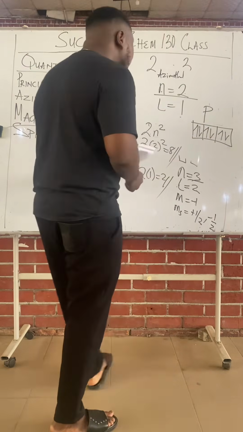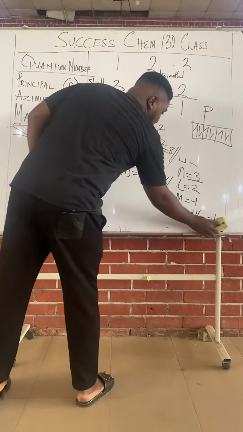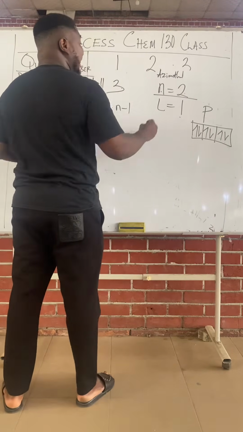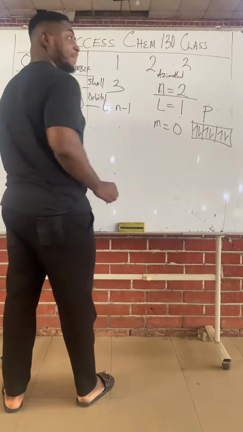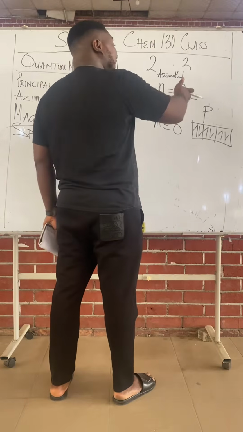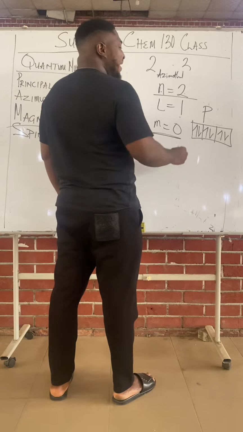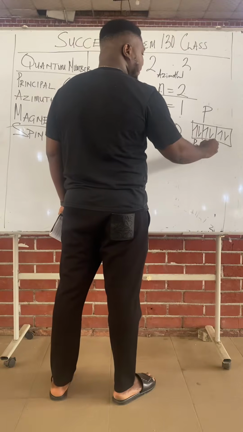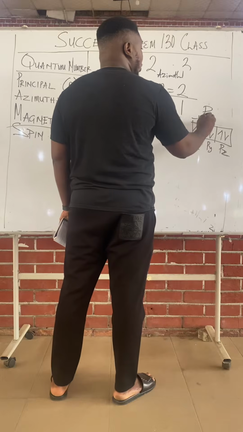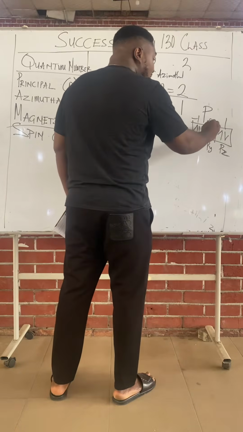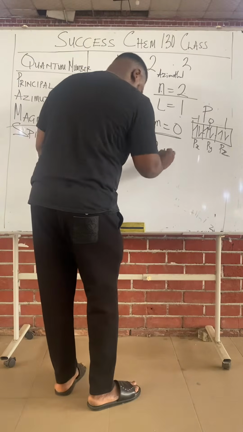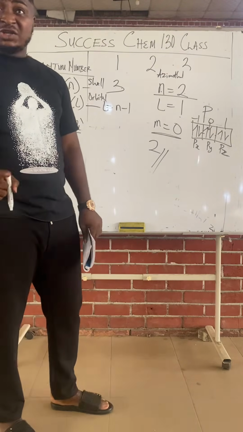Now, if they go further and give you even more information, and they say when n is 2, l is 1, and m is 0, they have gone further to give further information. You will bypass this and go to this place. When m is 0, which block are we dealing with? This Px, Py, Pz, so this is minus 1, 0, and plus 1. So in the 0 block, how many electrons can the 0 block take? The total number of electrons is 2.